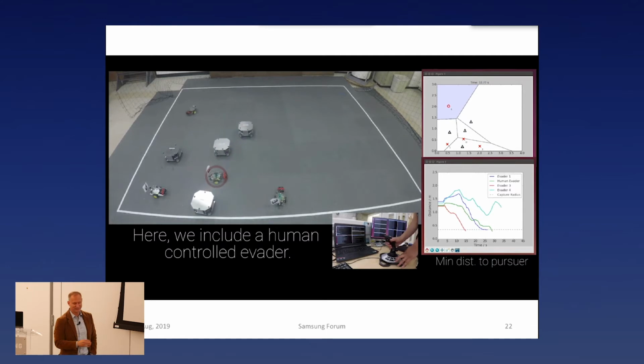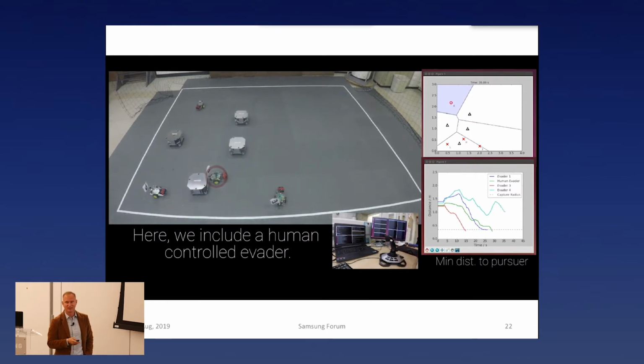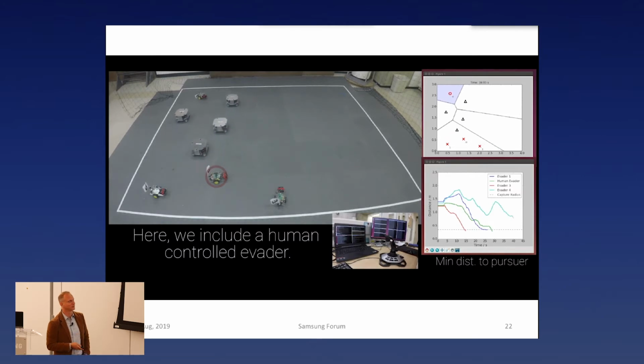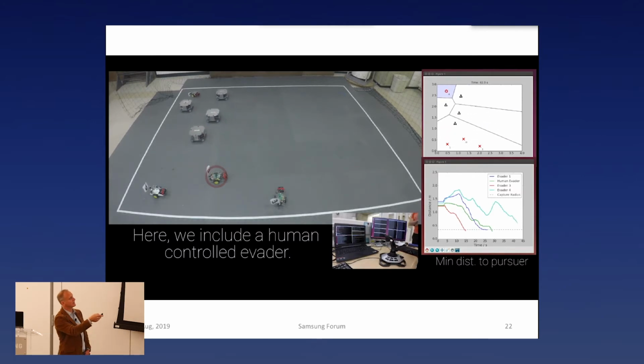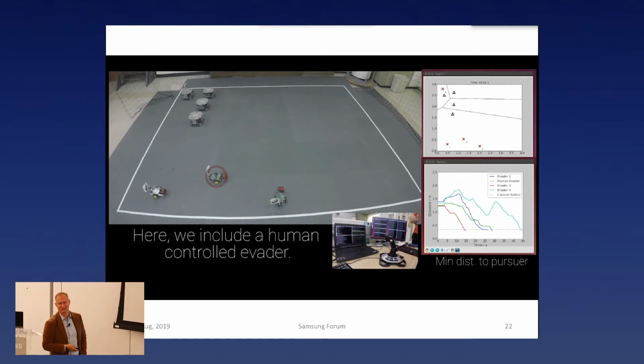The student's brilliant. He got his PhD, and now he's making way more money than I'll ever make. So it's definitely the algorithm working here. But you can see he got captured. He wasn't even the last one to get captured. One of the autonomous evaders got captured last. So I like to point that out to him.